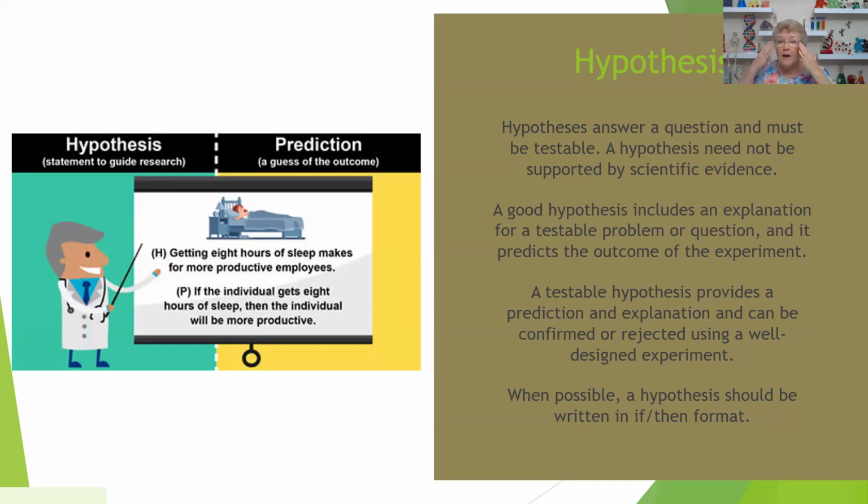So let's say I've got a plant. My if-then for that could be, if I water my plant with boiling water, then my plant will die, right? If I water my plant with acid rain, then my plant will die. If I water my plant with enough water, but not too much, then my plant will do well. You hear the if and the then? The if tells me what I'm going to do. The then tells me what I'm going to look for.